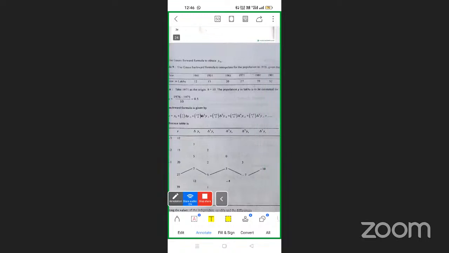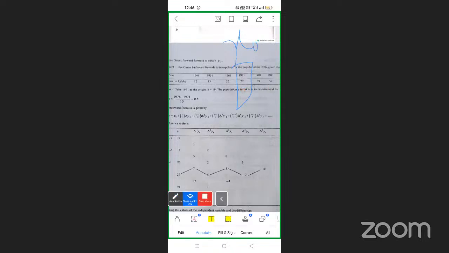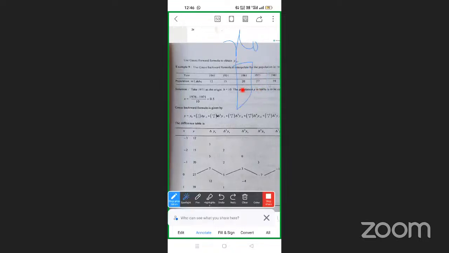So here we are taking x naught as the middle term. 1976 is near to 1971, so 71, 76. That's why we are taking 71 as x naught. So this is x naught, and x naught corresponds to y naught, or u naught. So these are y minus 1, y minus 2, y minus 3. This is y1, y2. This is y naught. x is equal to x minus x naught by h.